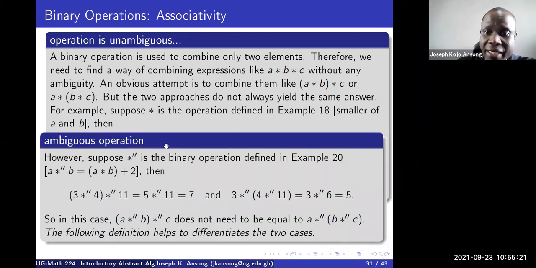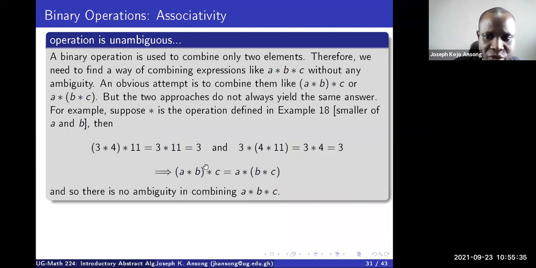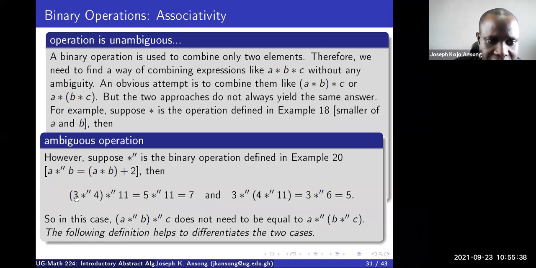All right. Now, on the other hand, if you look at this example here, where we define A star-prime-prime B as: you pick the minimum and add 2 to it. If you consider that operation, then you will notice this. If I do the same example as before, 3 star-prime-prime 4 star-prime-prime 11, and I do this first, I pick the minimum and add 2. The smallest is 3, plus 2 is 5. So I have 5 and I operate it on 11. The smallest again is 5, and I add 2 to it and I get 7. So if I do this, I get 7.